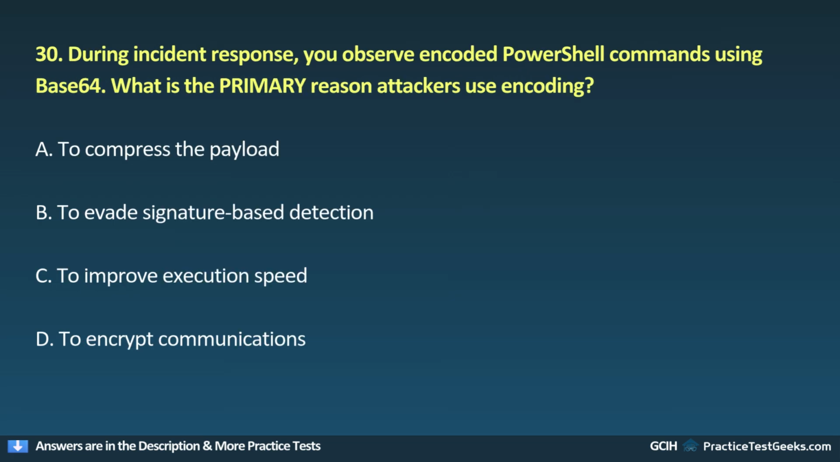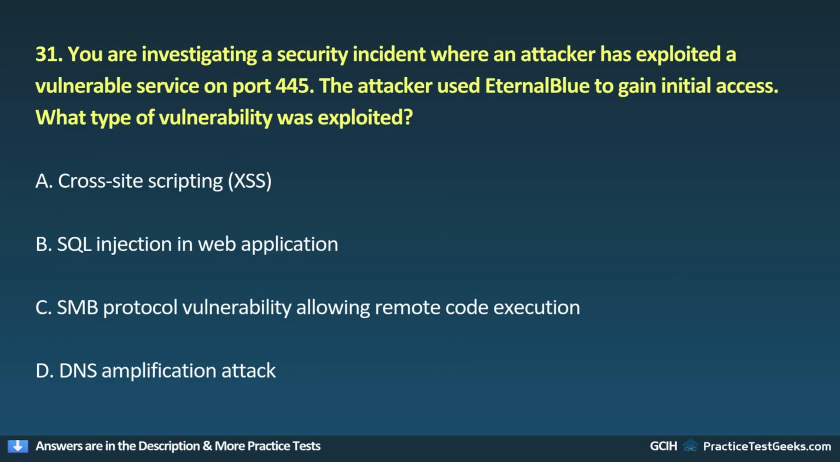30. During incident response, you observe encoded PowerShell commands using Base64. What is the primary reason attackers use encoding? A. To compress the payload. B. To evade signature-based detection. C. To improve execution speed. D. To encrypt communications.